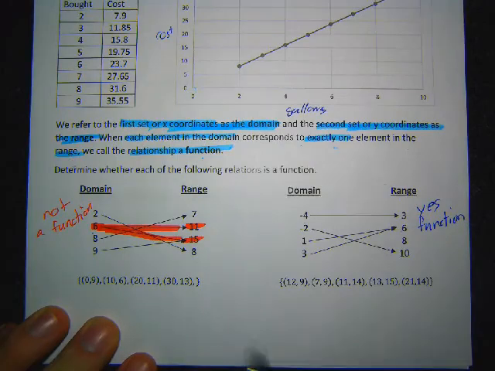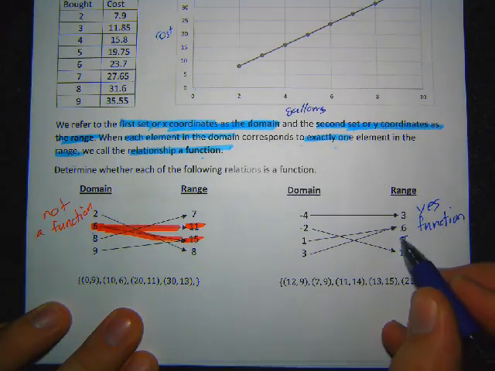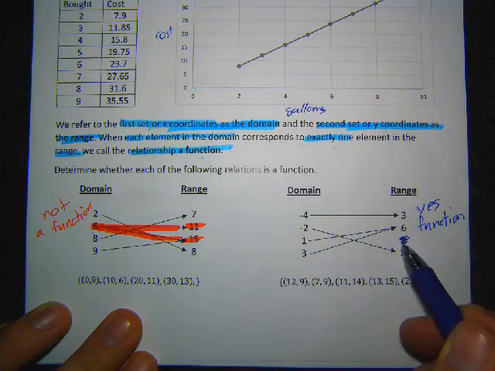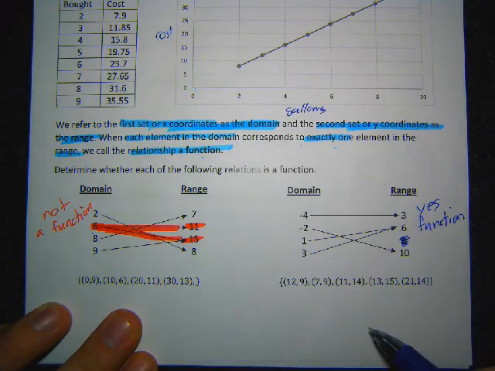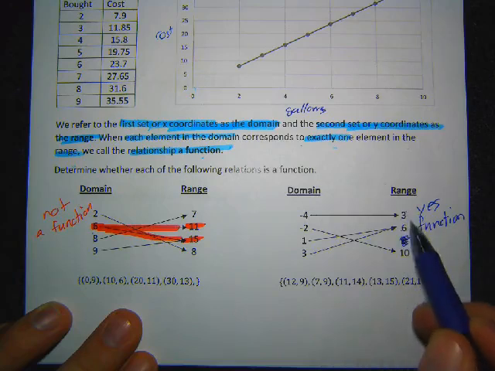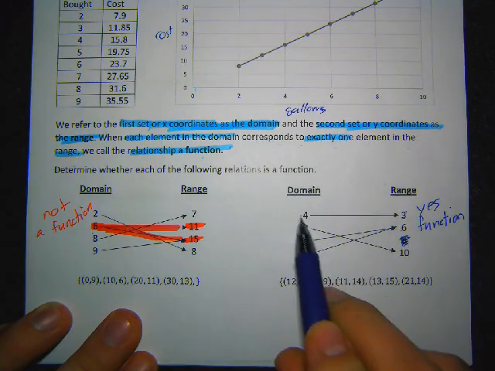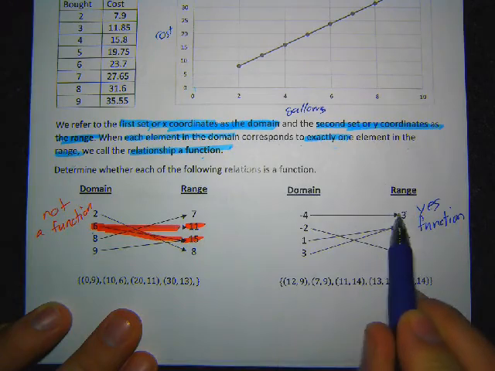For correctness sake, I probably should get rid of this 8 here because range is what you can get out. And notice we don't get 8, so I need to take that out of my example because the only numbers you can get are 3, 6, or 10. So this is a function. Take out that 8. Again, because each input has only one output.